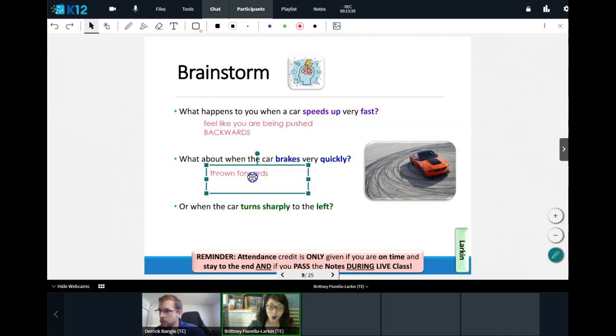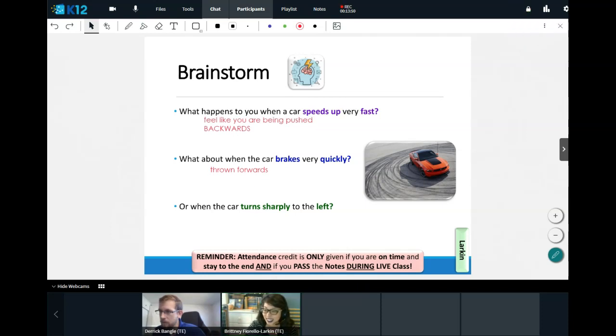And finally, what happens to your body when someone sharply turns to the left? What happens when someone sharply turns to the left? Yeah, it does not feel good, does it? What happens when you turn very sharply to the left to your body? Which way does your body actually? Don't get thrown to the left.